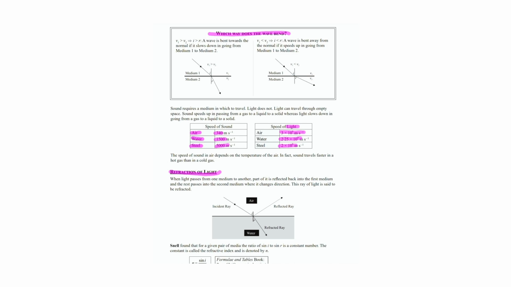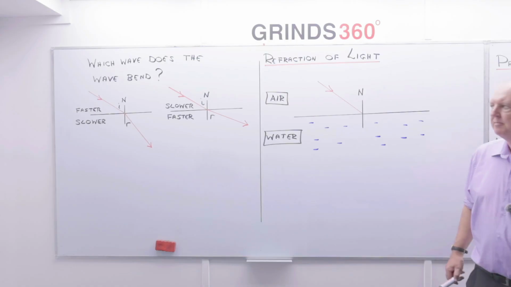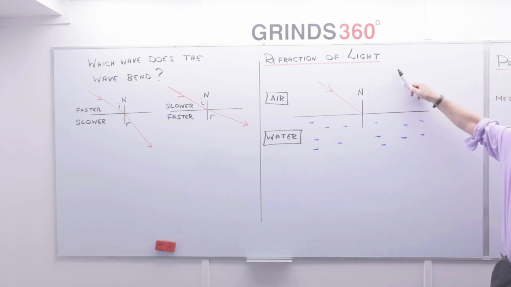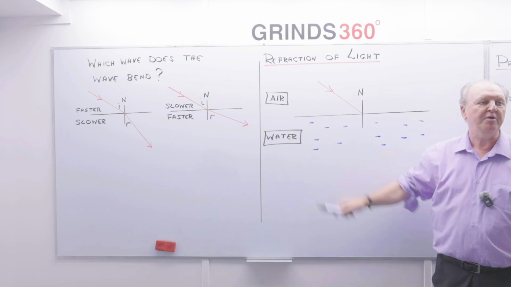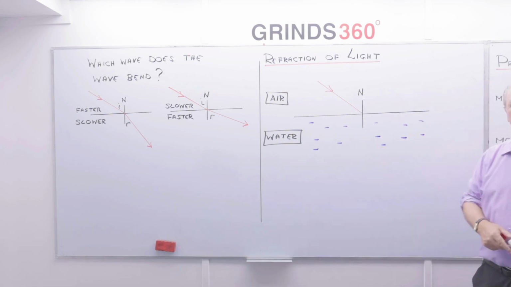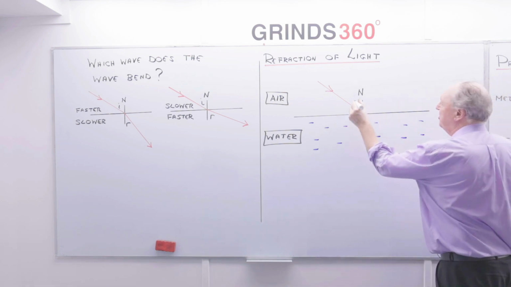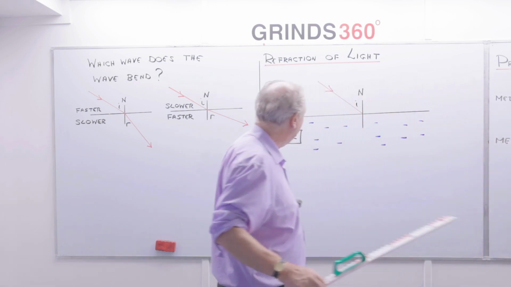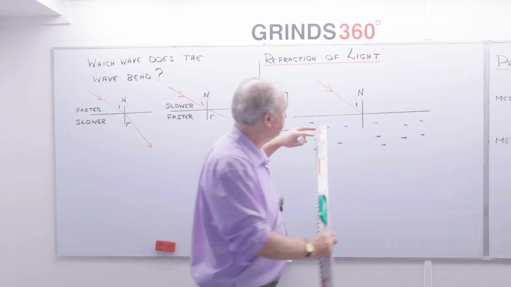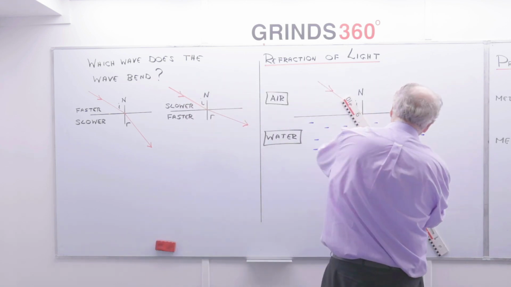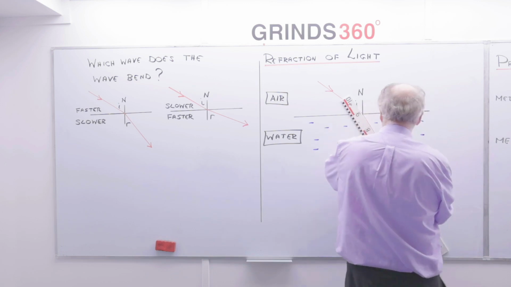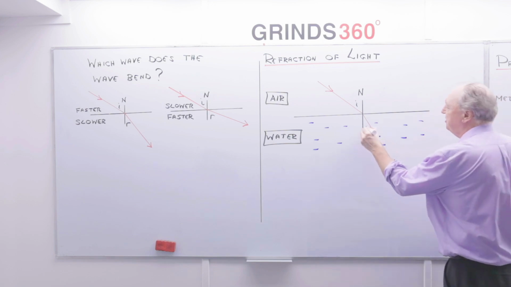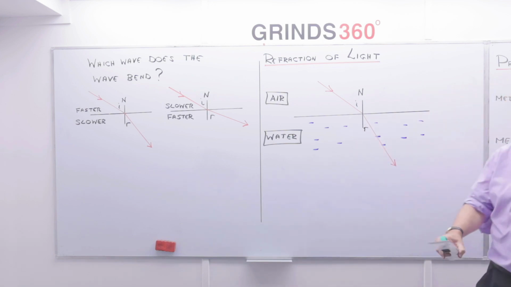The refraction of light. Well, let's say I've got a ray of light that's shining on the boundary between two media, air and water. That's the incident ray, and of course it makes an angle of incidence to the normal. Can I predict which way it's going to bend? Well, light travels more slowly in water, so it's going to bend towards the normal. There's my refracted ray. My angle of refraction will be smaller than my angle of incidence.